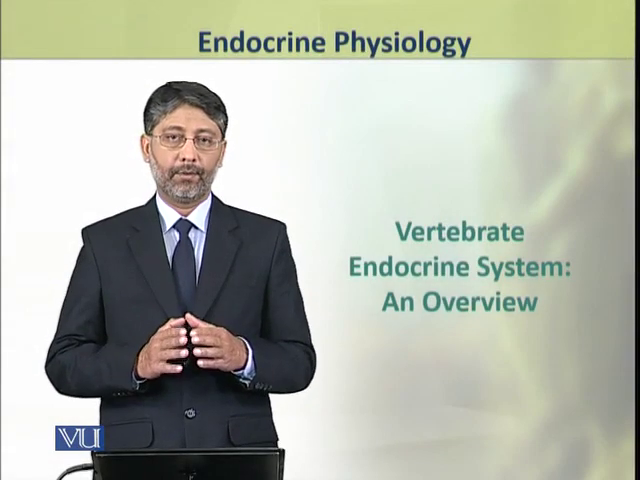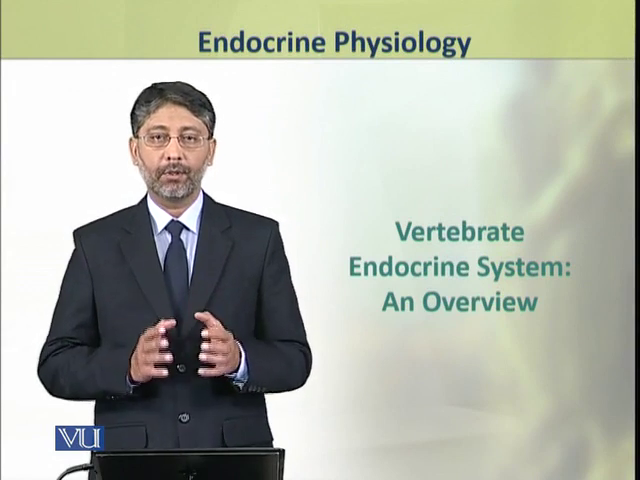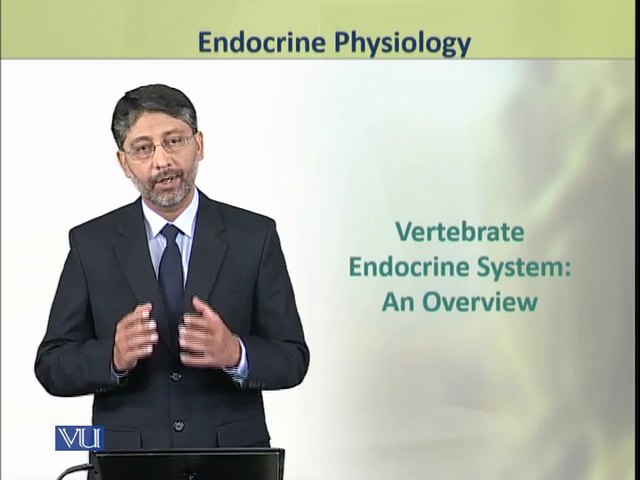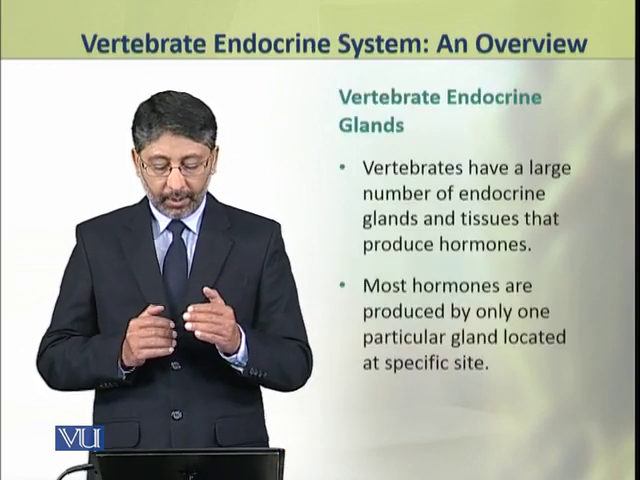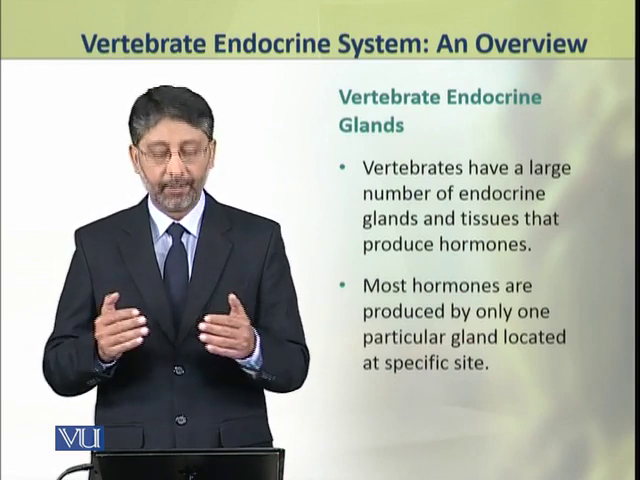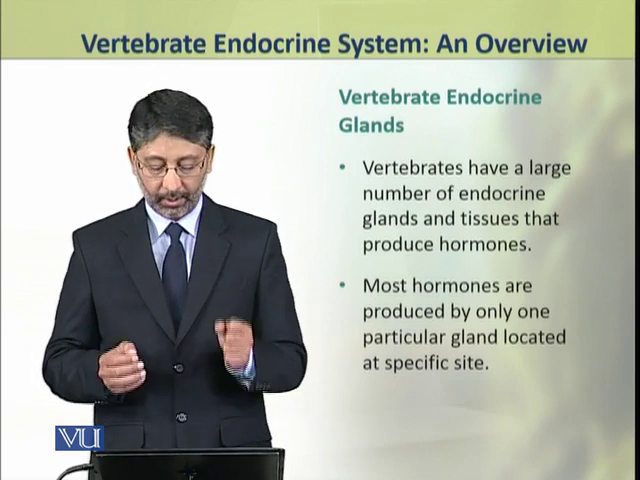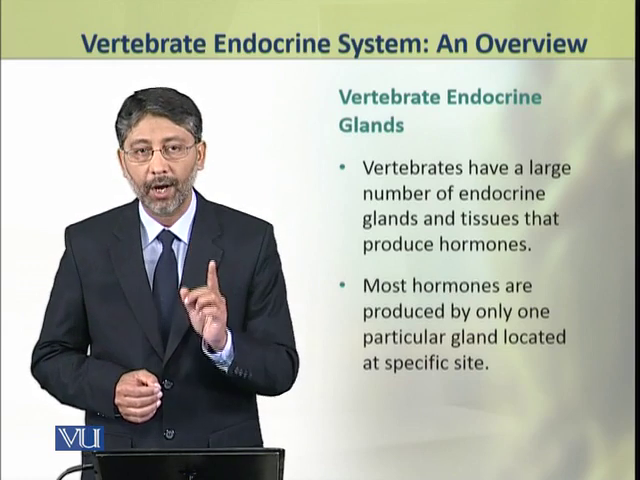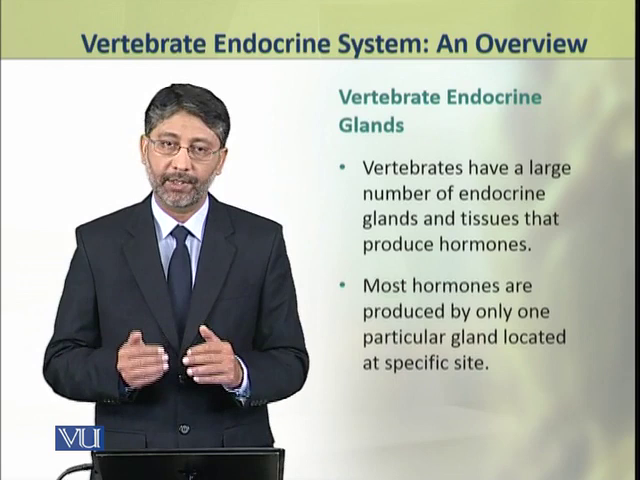Dear students, in this topic, we shall take an overview of the endocrine glands of vertebrates. The vertebrates have a large number of endocrine glands and tissues that produce hormones. Most of the hormones are produced by only one endocrine gland, which is located at a specific site.